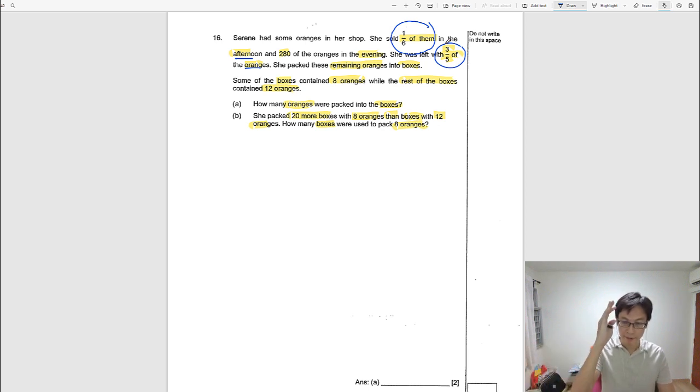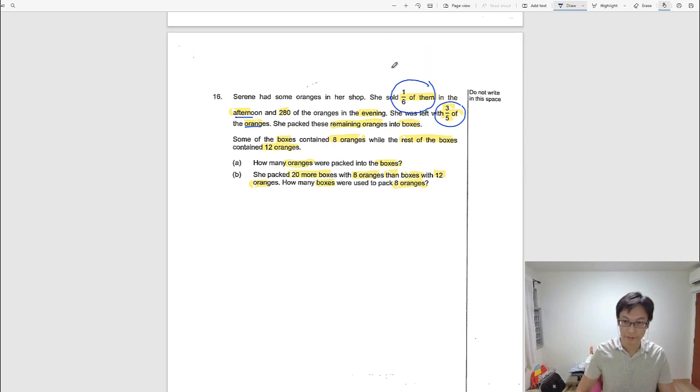Alright, and because they are fractions of the same whole, can we make the denominator the same? Yes, we can, okay, because they're referring to the same total. So let's make the denominator the same for 1/6 and 3 out of 5. Okay, so let's change the 1/6 to 5/30. And let's change the 3 out of 5 to 18/30. Because they are of the same total, that's why you can make the denominator the same.